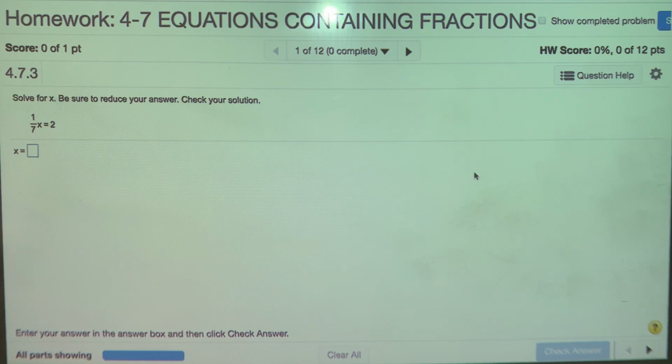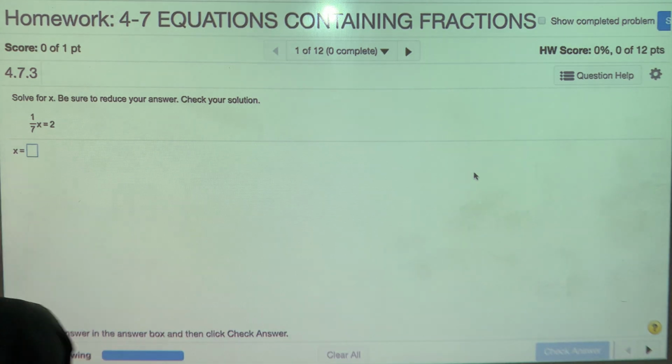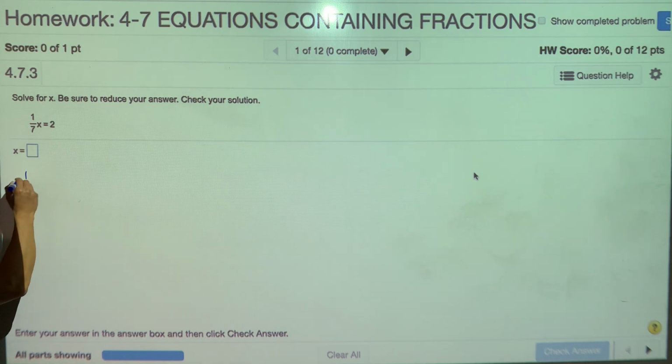All right, so this is equations containing fractions. It's a very brief section. There are some basic skills that are associated with it. So let's get started and see what we can do.